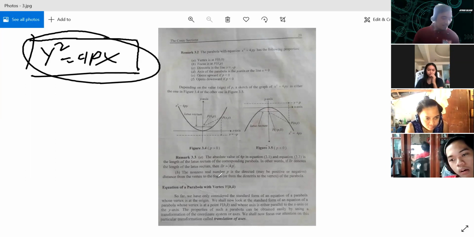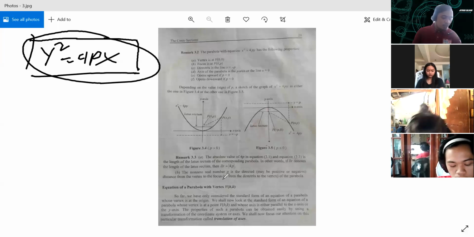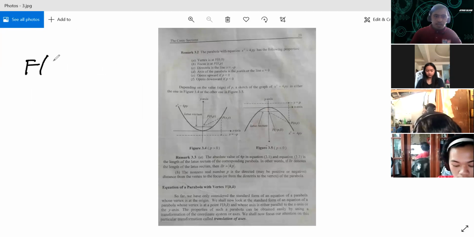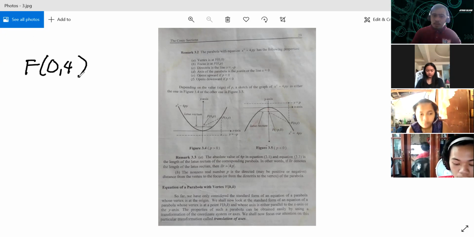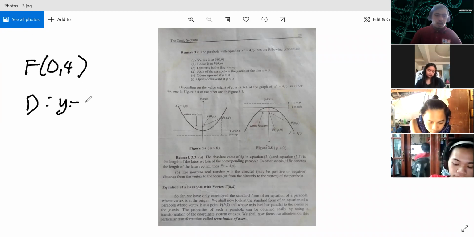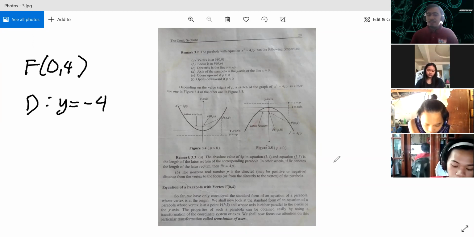Can I take note? Find the equation of the parabola with focus at 0, 4. Let me erase everything. Again, I will repeat. Find the equation of the parabola with focus at 0, 4 and directrix at y equal to negative 4. Can you do it? So the equation of that parabola.